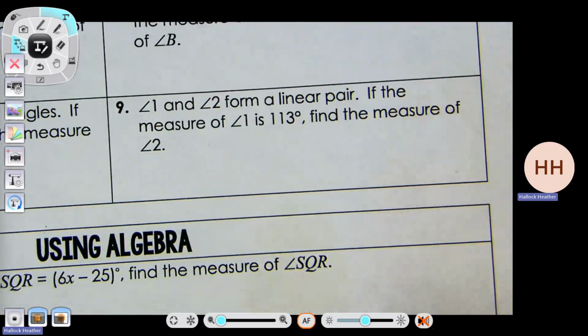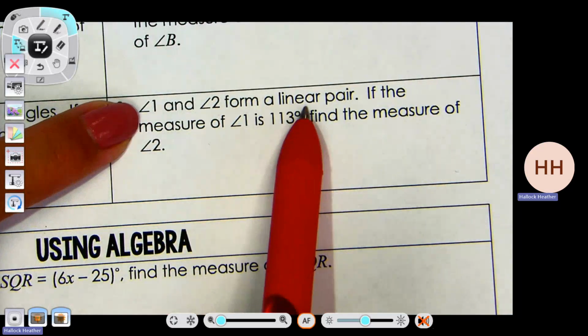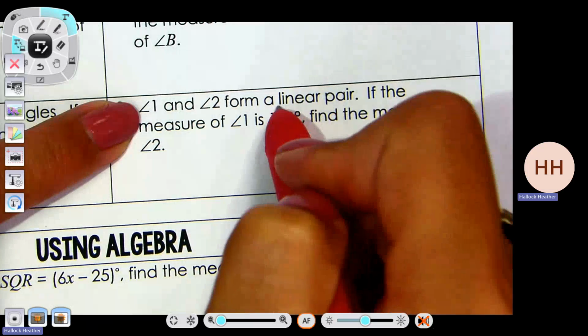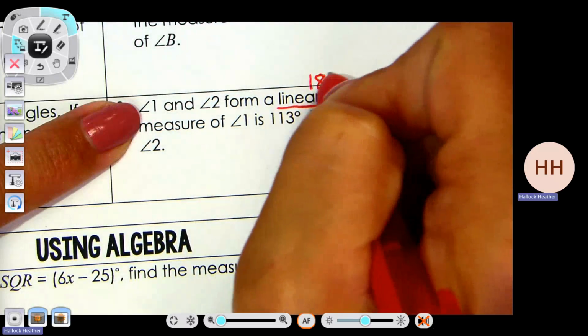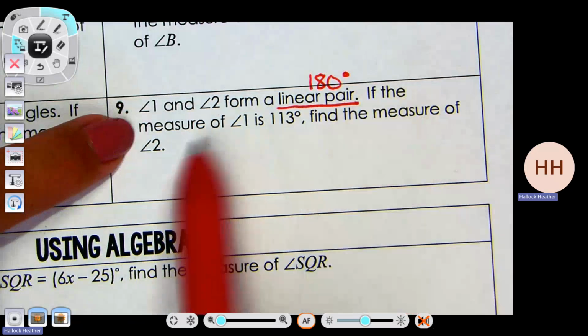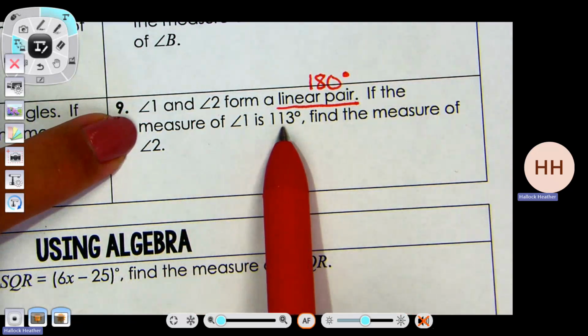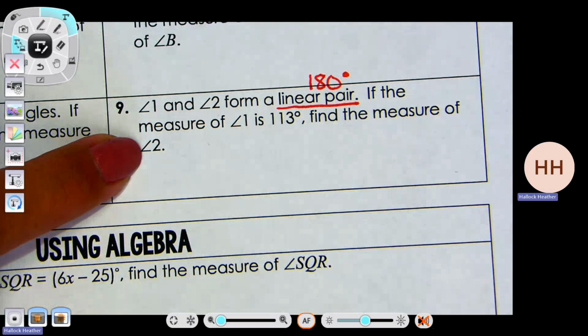So number 9, because people freak out when there's words in math class. Number 9 says angle 1 and angle 2 form a linear pair. This is why we need that little sheet with our vocab words. How much does a linear pair add to make? 180, because it's a straight line. So we're thinking 180 degrees is my total. If the measure of angle 1 is 113, we have to find the measure of angle 2. So what are we going to do with these two numbers?